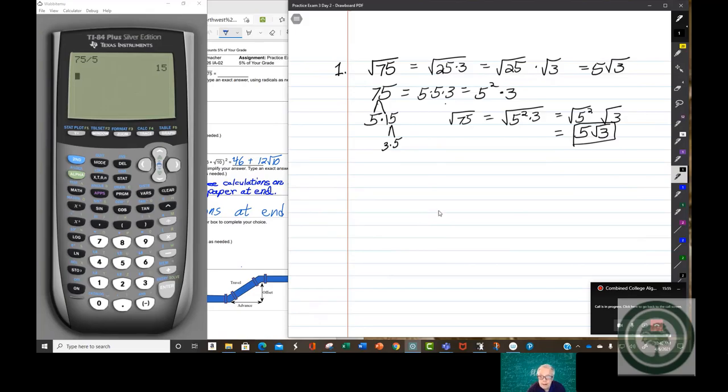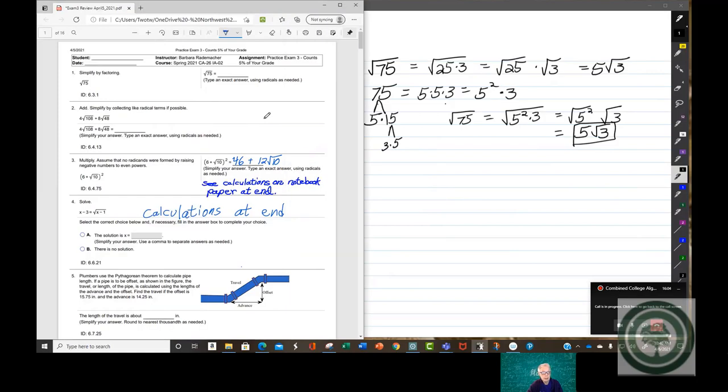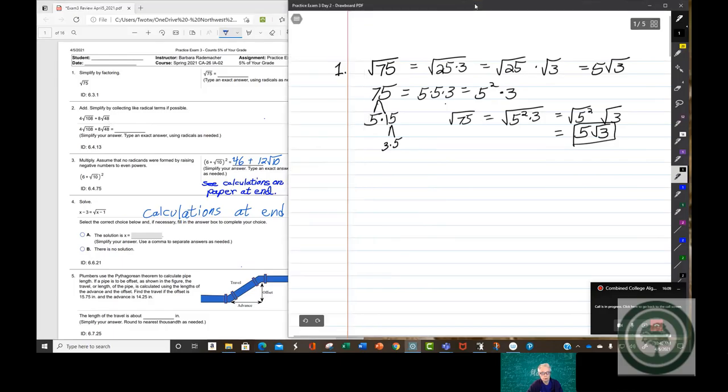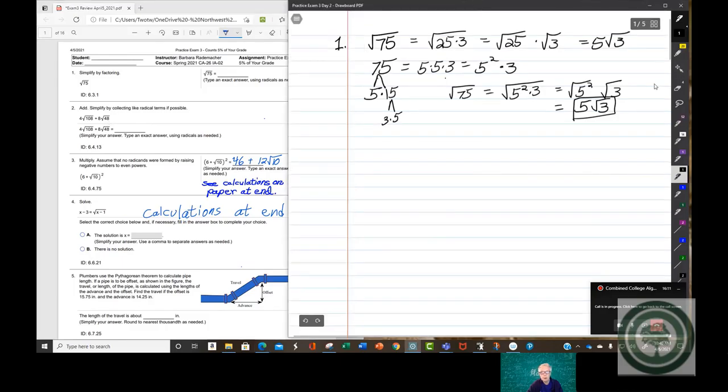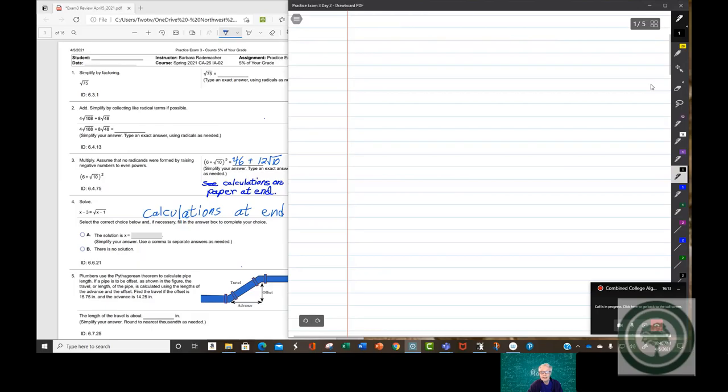That would be if you don't know that 75 is 25 times 3. So either way will work. But I've actually found these ways usually faster than having to do any kind of tricks on the calculator.